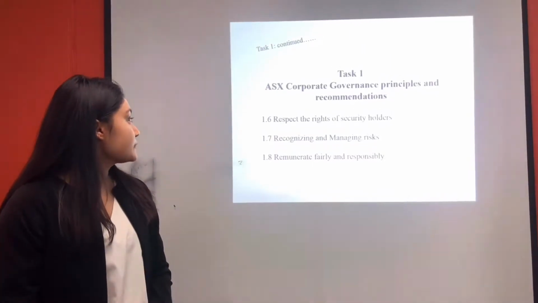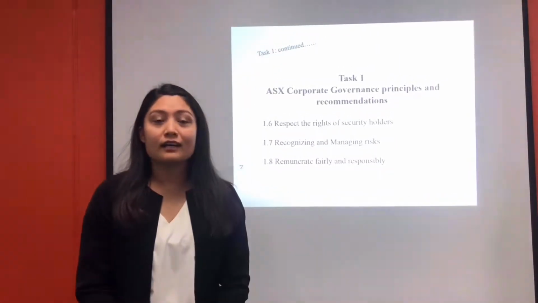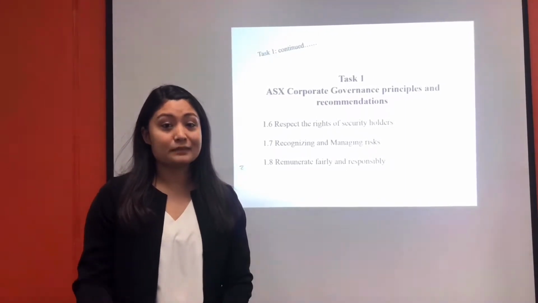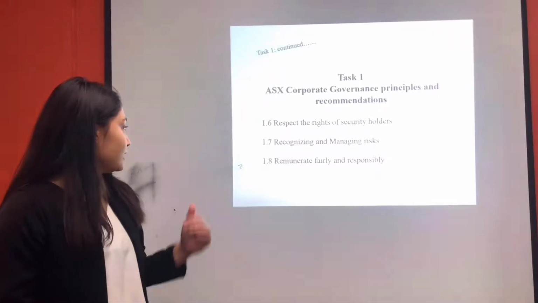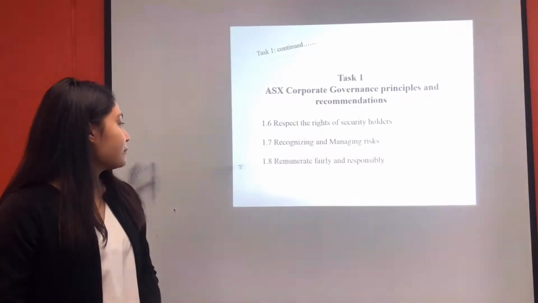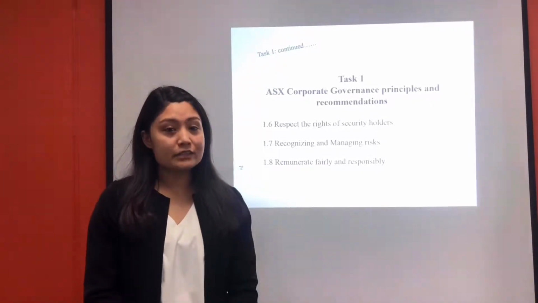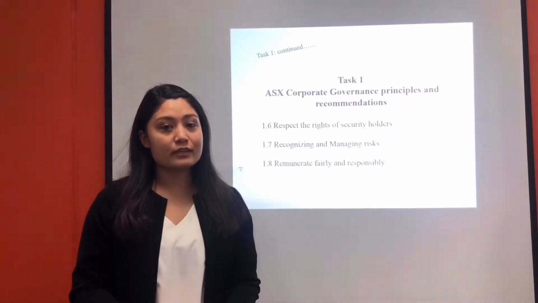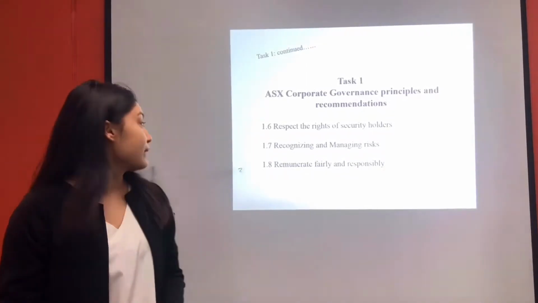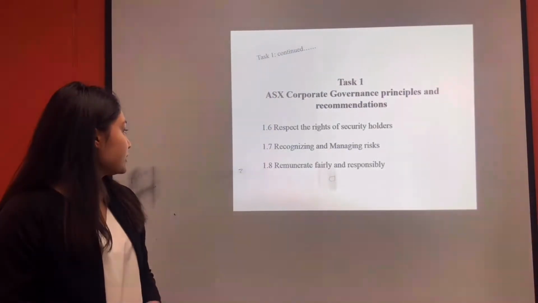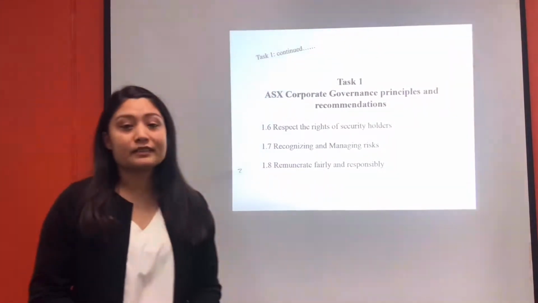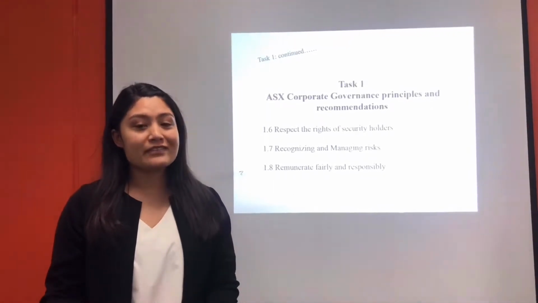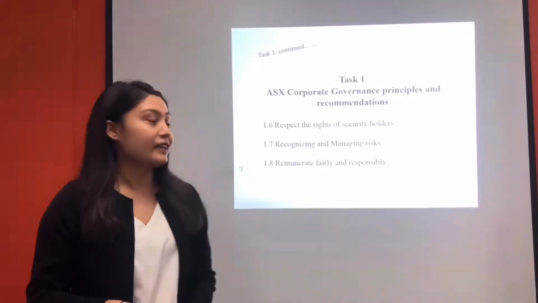Let's start with respect the rights of security holders. The listed companies should disclose all the material information through their website. And continue with the next one, recognizing and managing risks. The company should disclose whether it has any internal audit function and what function and role it performs for risk managing. And the last one, remunerate fairly and responsibly. The company should disclose all the policy of remuneration of non-executive directors and members.